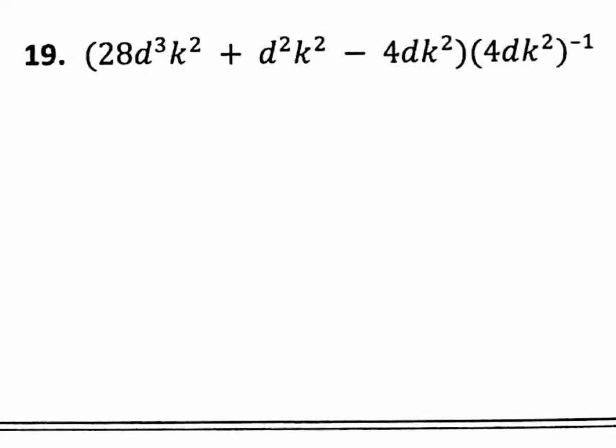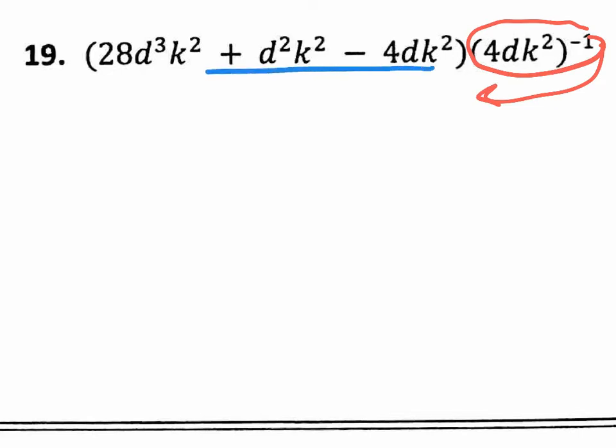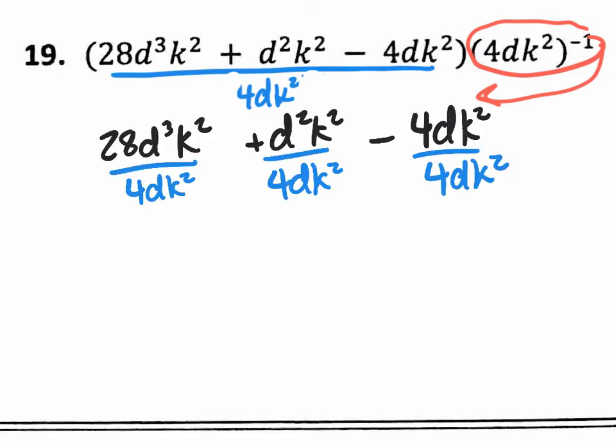Number 19, it's the same exact thing. It's a polynomial divided by a monomial. It looks like we're multiplying, but we're not multiplying. Remember the rule of exponent that has a negative exponent. You grab it, move it to the other side, it becomes positive. So you really have this large polynomial divided by 4dk squared to the power of 1. Positive 1, so you don't need that power of positive 1, so I'm just going to erase it and leave it as 4dk squared. And again, we're going to split that up to each of the terms. So I'm going to put the 4dk squared underneath this first one, underneath the second one, and underneath that third one. So there's the setup, and of course we just simplify after that.